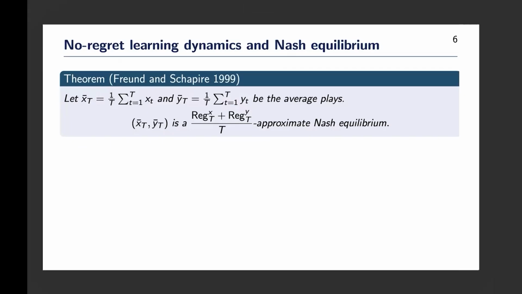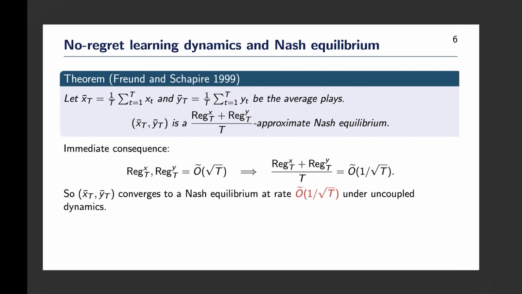Let x̄_T and ȳ_T be the average plays of X and Y players over large T rounds. Then what's known is that x̄_T and ȳ_T, the product distribution based on x̄_T and ȳ_T, is an approximate Nash equilibrium. And here the error is upper bounded by the sum of the regrets divided by large T. So what this says is, if we use a standard online learning algorithm, the regret can be upper bounded by square root T. So this implies that we can get the convergence rate of 1 over square root T to Nash equilibrium.